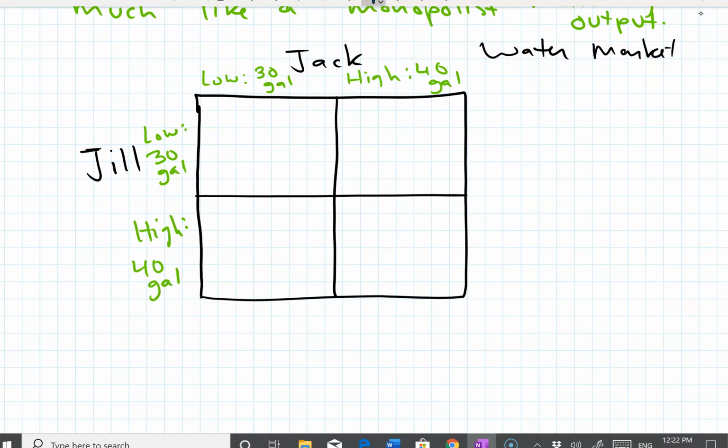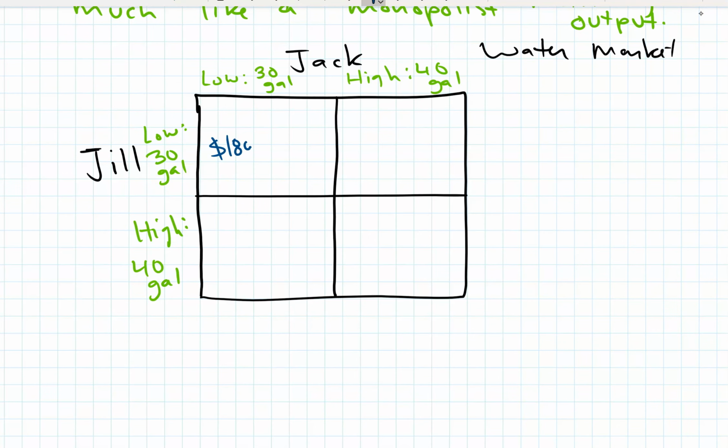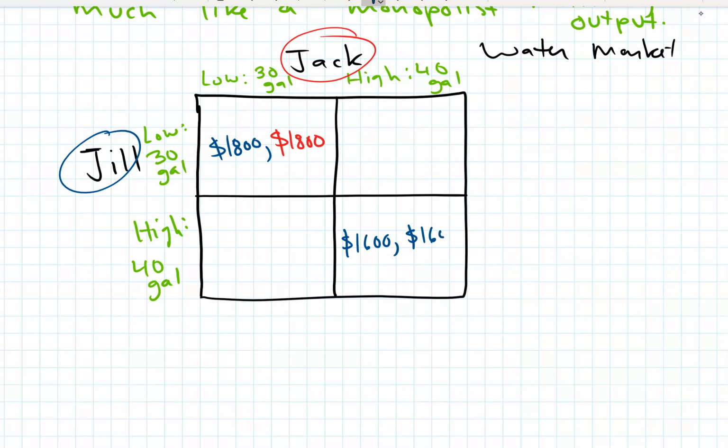So here, Jill is going to get 1800, and remember Jill is the blue one, and Jack is also going to get 1800. How I got these numbers doesn't really matter, because we're just trying to have the structure. And if they both produce high, they're going to get less profit because their production is so much that it ends up being cut between the two people.